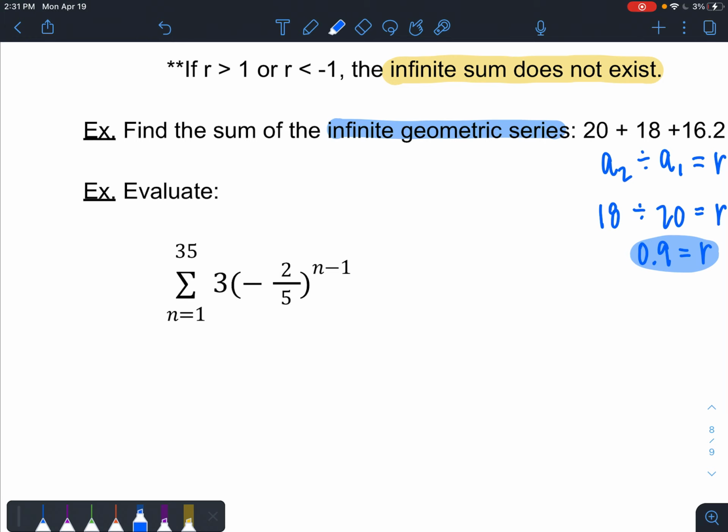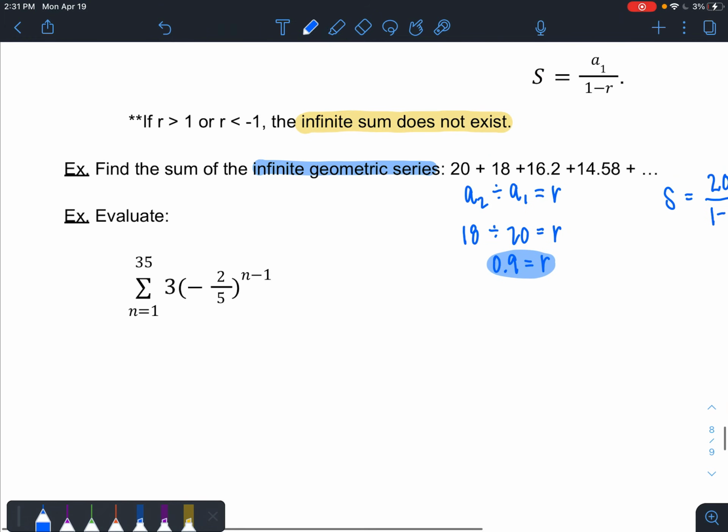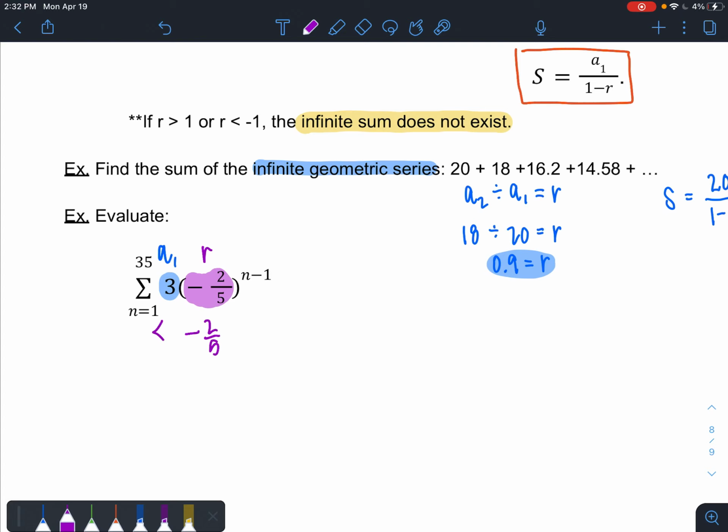All right, so for this one here, I'm going to use the same equation. I've got S equals a sub 1 over 1 minus r. So this right here, that is my a sub 1. This right here, this is my r. So I can plug it in. -2/5 is between -1 and 1, so we're in the clear there.